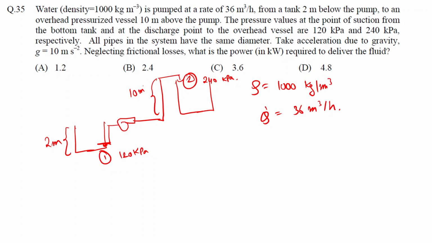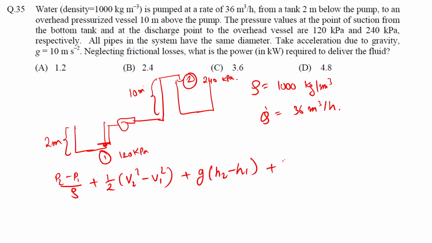So we can write the energy balance across this system, and it will result in the Bernoulli equation of the form (P2 minus P1) upon rho plus half of (V2 square minus V1 square) plus g (H2 minus H1) plus summation of F plus shaft work is equal to 0.